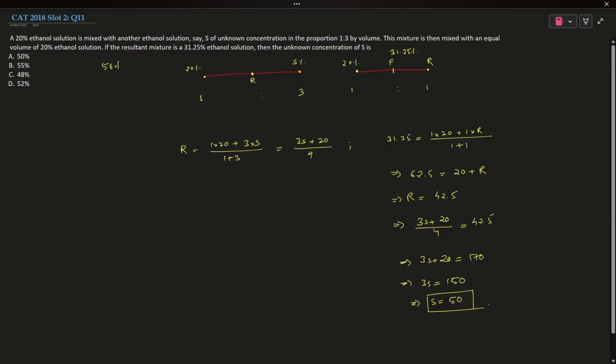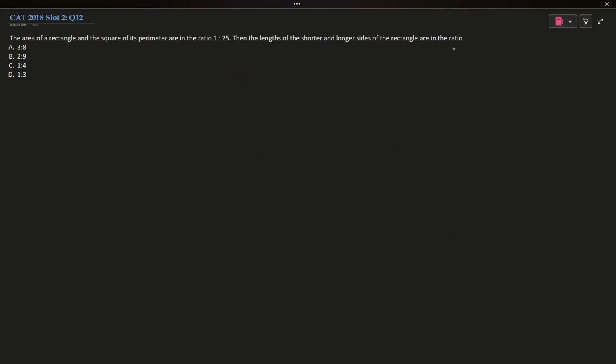So the concentration of the unknown solution was 50%. 50% is the correct answer. Option A, guys. Easy question. Let's move on to the fourth question for today.